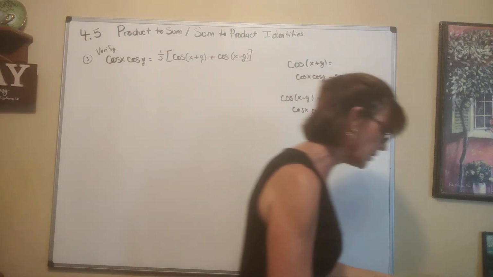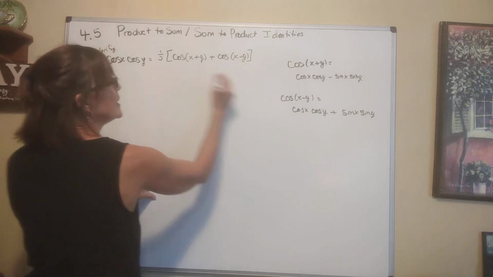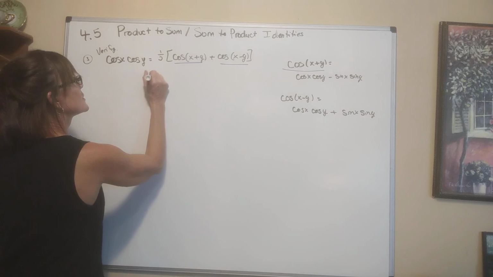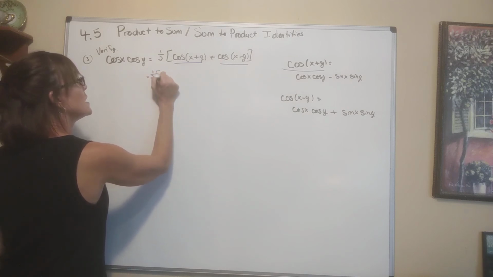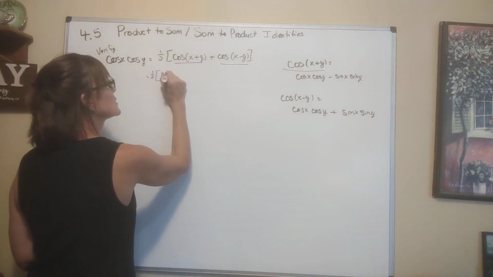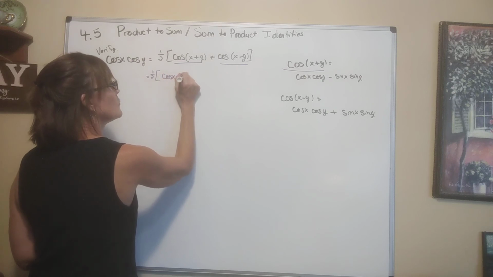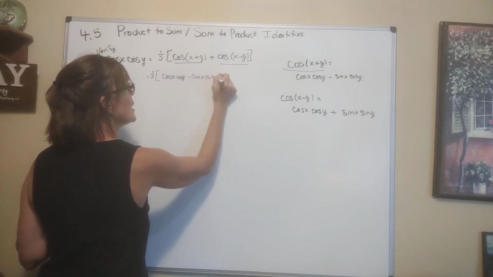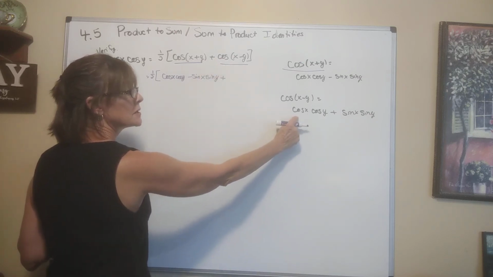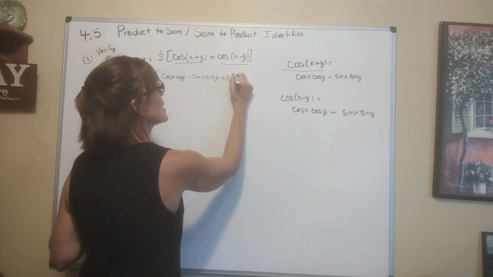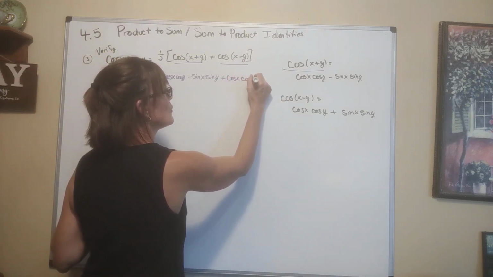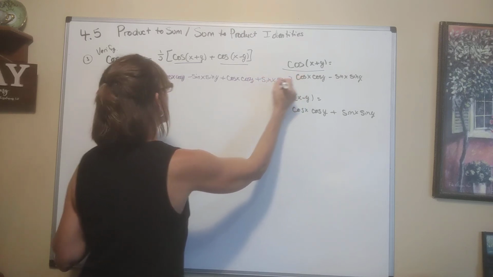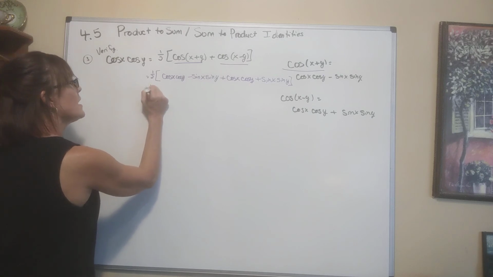So the first substitution I will make is to apply this identity right here and this identity right here. So what we have here is 1/2 times the cosine of x plus y, which is cosine of x, cosine of y minus the sine of x times the sine of y, plus the cosine of x minus y, which is this right here. That is the cosine of x times the cosine of y plus the sine of x times the sine of y. All right, so this is 1/2 times.